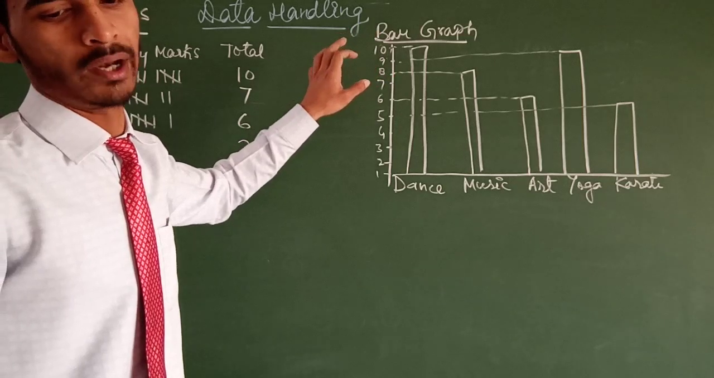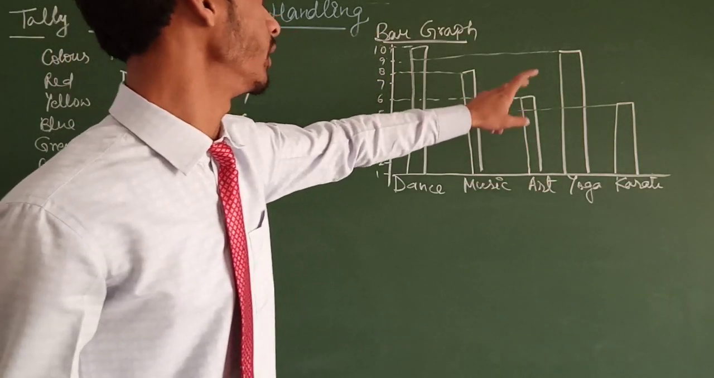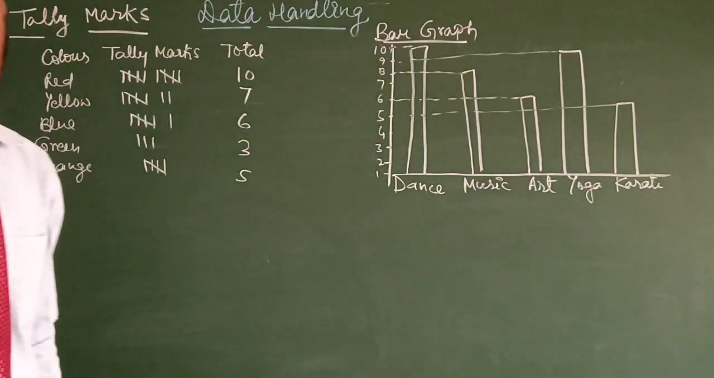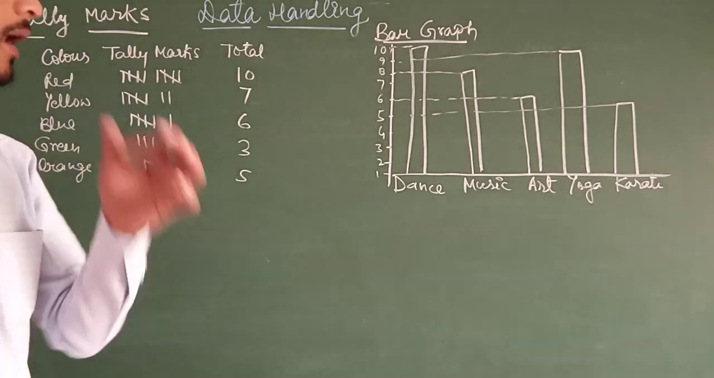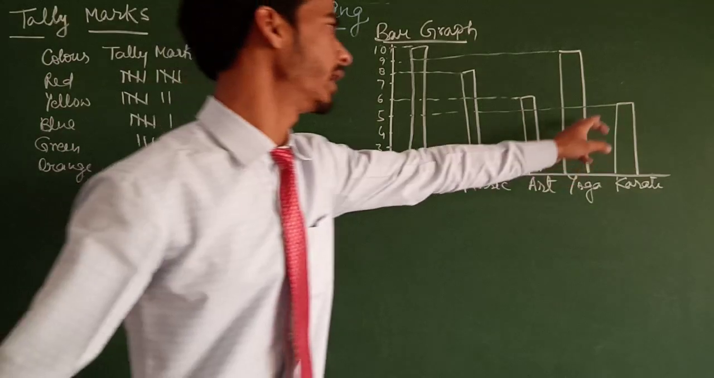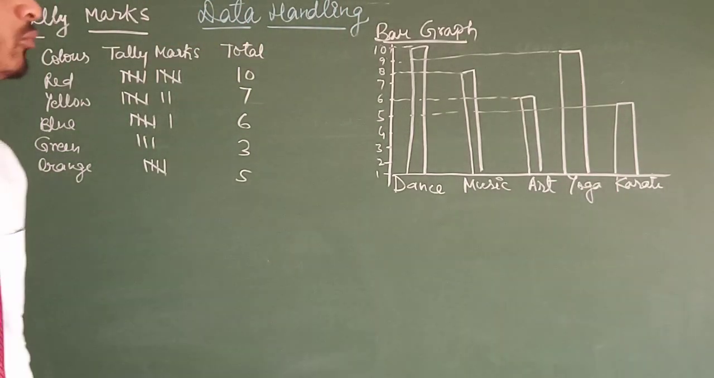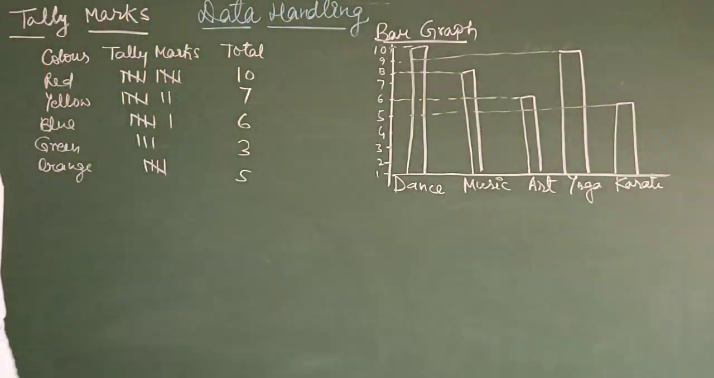How many students have chosen art and yoga? In art there are 6 students, and in yoga there are 9 students, that is 15 students. The least number of students have chosen karate. And how many students have chosen music? There are 8 students who have chosen music.